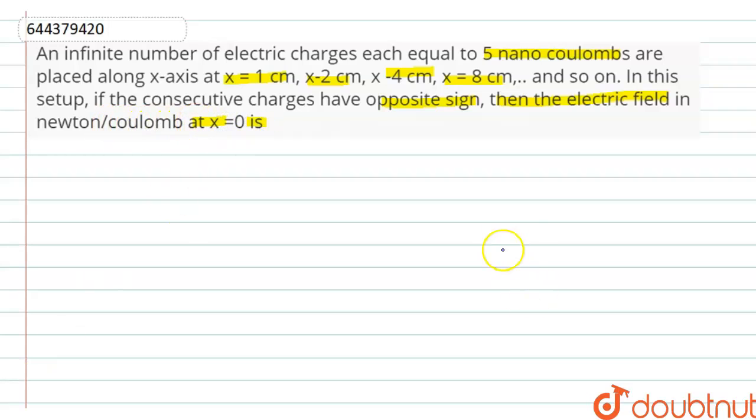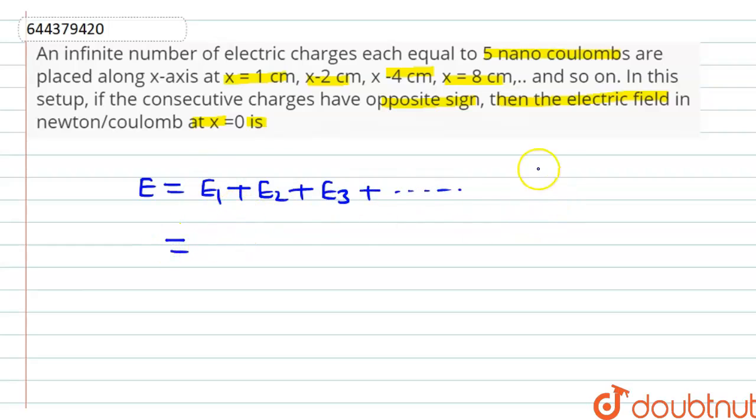So here, according to the question, an infinite number of electric charges, each of charge equal to 5 nanocoulomb, are placed along the x-axis at x equals 1, x equals 2, x equals 4, x equals 8 centimeter, and so on up to infinity. Then in this setup we have to calculate the value of electric field. So here the resultant electric field E will be equal to E1 plus E2 plus E3 plus, and so on.